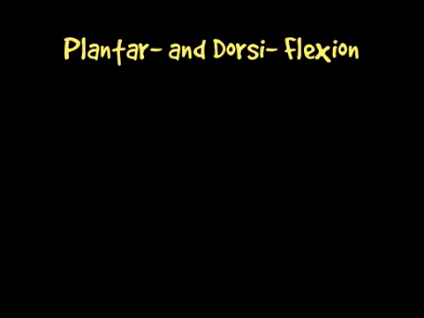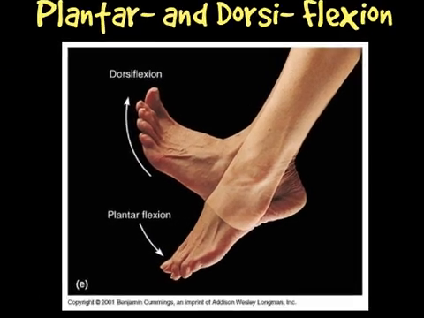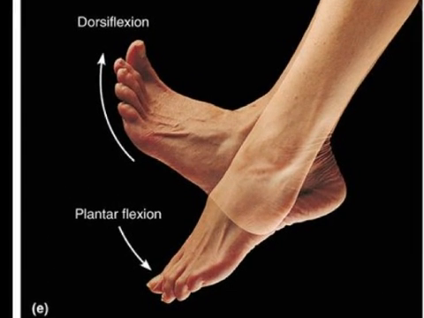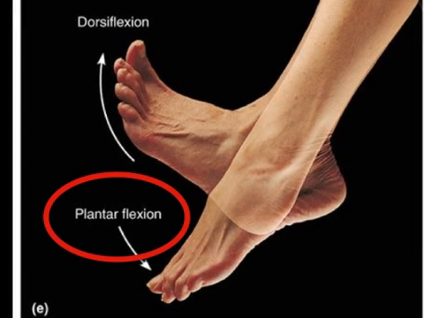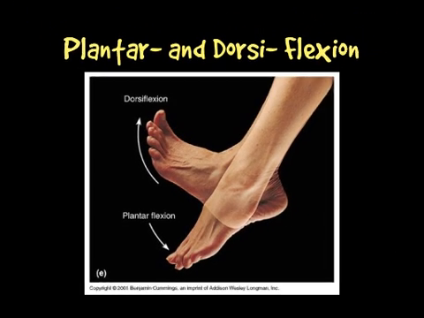Plantar and dorsiflexion only occur in your ankle joint. This picture speaks volumes. Plantar flexion, again, if you look at the bottom side of the picture, you are pointing your toes. Point for plantar. Plantar flexion. Dorsiflexion is just the opposite, so you're raising your toes towards your shin. Okay, so dorsi up, P for plant, plantar flexion.